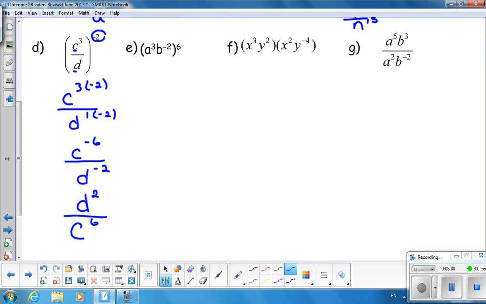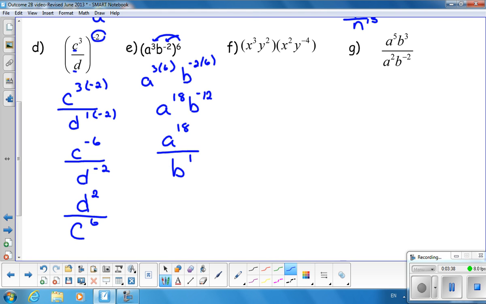Part E is a power of a product. So the 6 applies to both the a and the b. And again, we're going to multiply those exponents. So we have a to the 3 times 6 times b to the negative 2 times 6. 3 times 6 is 18. Negative 2 times 6 is negative 12. We want to write with positive exponents. So the a already has a positive exponent. I'm not going to do anything to it. But that negative exponent for b means make that 1 over b, or move b into the denominator. And we then have b to the power of positive 12.